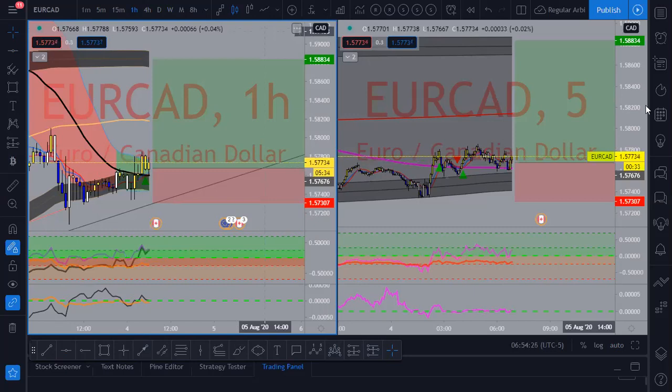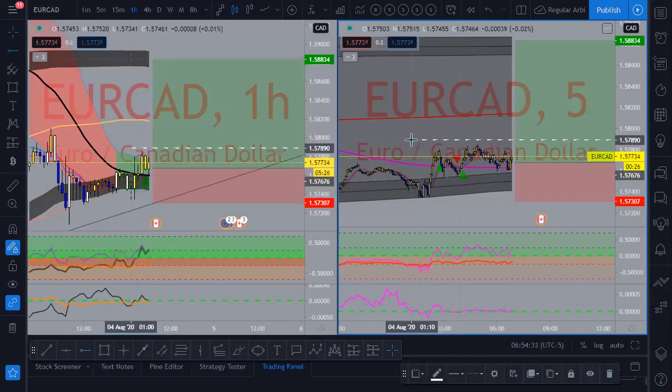And if you don't even want to get into it right here, what you can do is set a buy stop above these highs at 1.57890. But I'm going to get into this EURCAD trade right now.